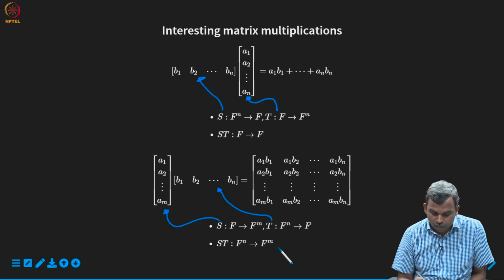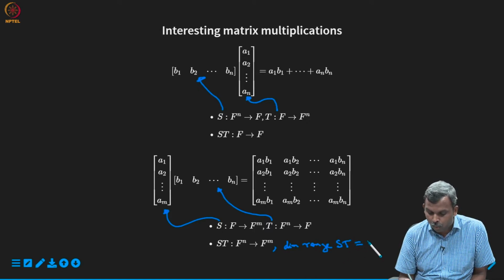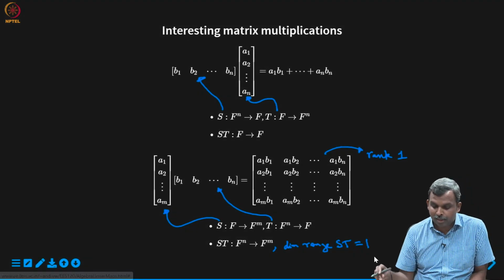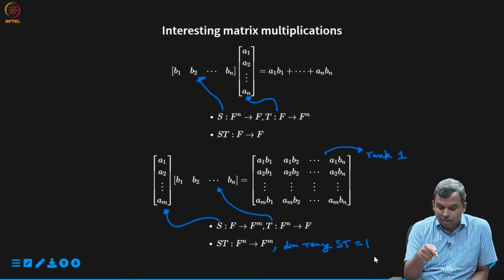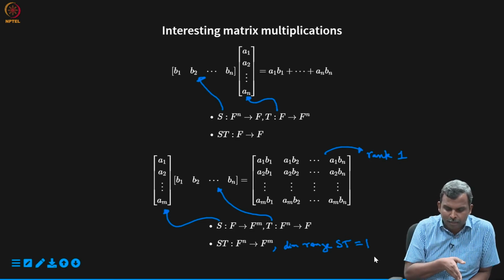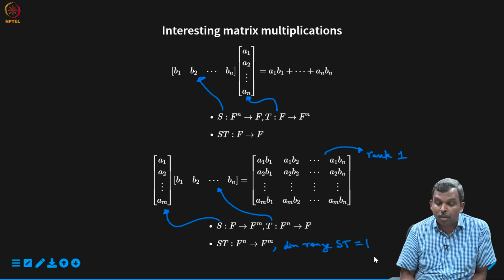You can see how even though this ST goes from Fn to Fm, the dimension of the range of ST is actually 1. Okay. So this matrix has only rank 1. You might have studied this in other contexts, but that has only rank 1. You can see why it has rank 1, right? Every column is simply a multiple of the original column, A1 through Am. So B1 multiplies A1 through Am, B2 multiplies the A1 through Am column. So everything is simply a multiple of just one column. So the rank is just 1.